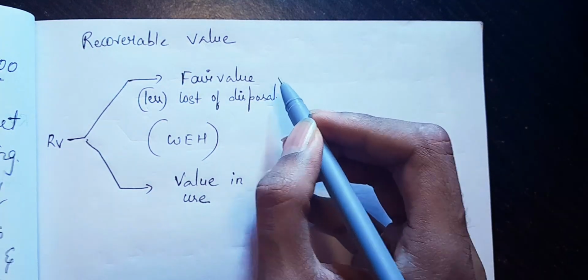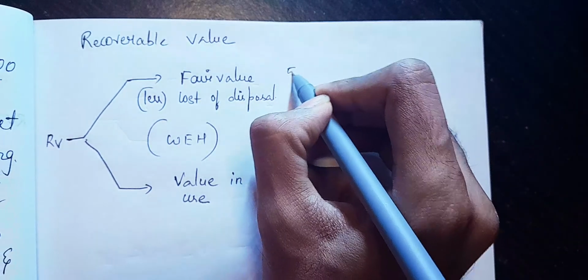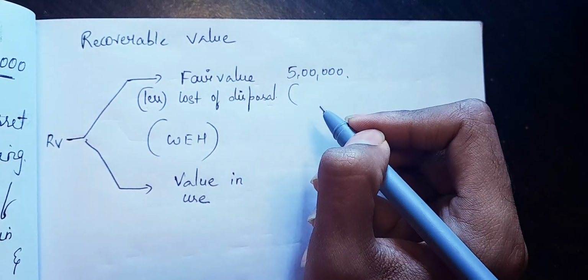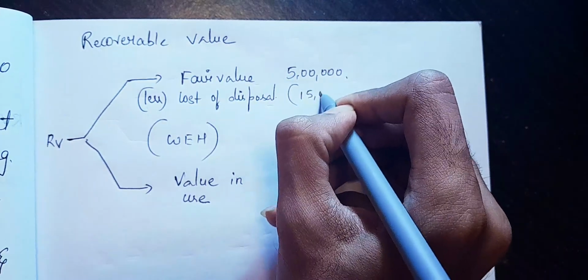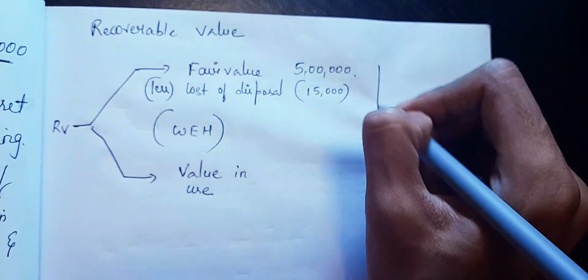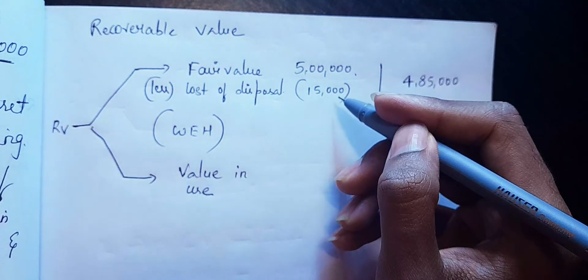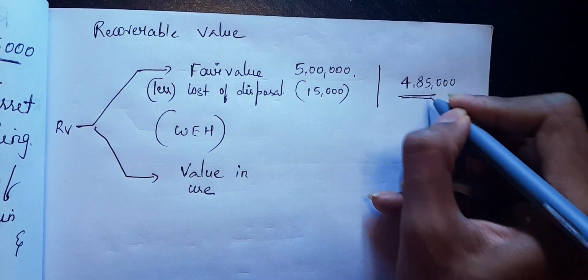Fair value they have given in the question that the market value of a similar asset is 5 lakh rupees. So fair value is 5 lakh rupees less. In the question they have given that selling expenses is 15,000. So you have to reduce that selling expenses from this. So the amount will be 4,85,000. If you minus 15,000 from 5 lakh rupees, you will get 4,85,000 rupees.